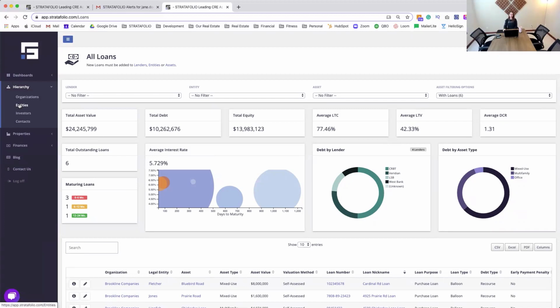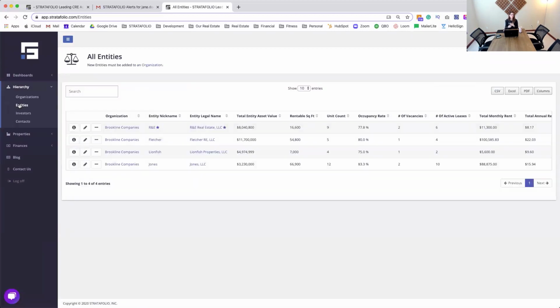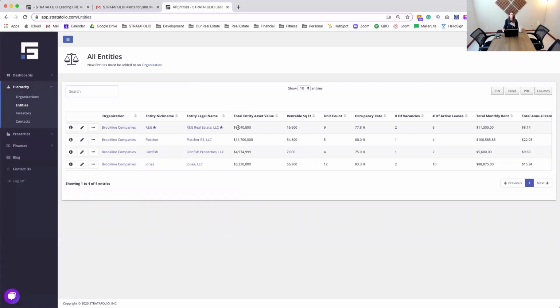Yeah. So within most companies, they have multiple legal entities. So what we do is we set up a hierarchical structure. For instance, Jane Doe, who owns Brookline Companies, is at the very top. And then underneath of that, she has 4 legal entities. And you can have as many as you want. And this is our entity view. So you can see for her what each entity's current asset value is.